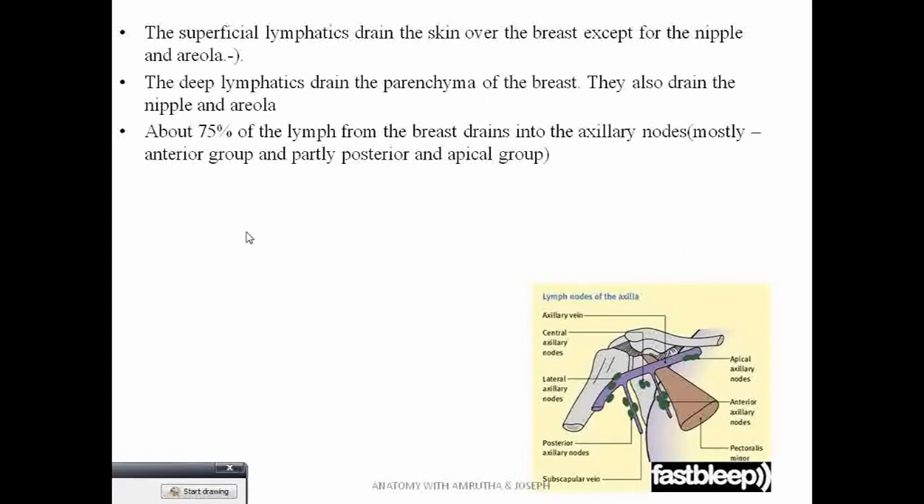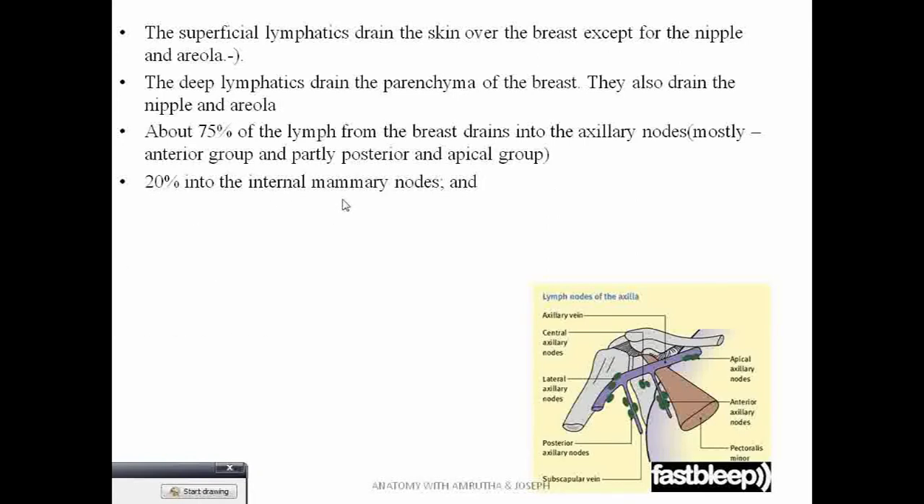About 75% of the lymph from the breast drains into axillary lymph nodes. So almost all of the lymphatic drainage is going to the axillary nodes, 75%, mostly the anterior group and partly the posterior and apical groups. So these are the main lymph nodes draining the breast in the axillary group.